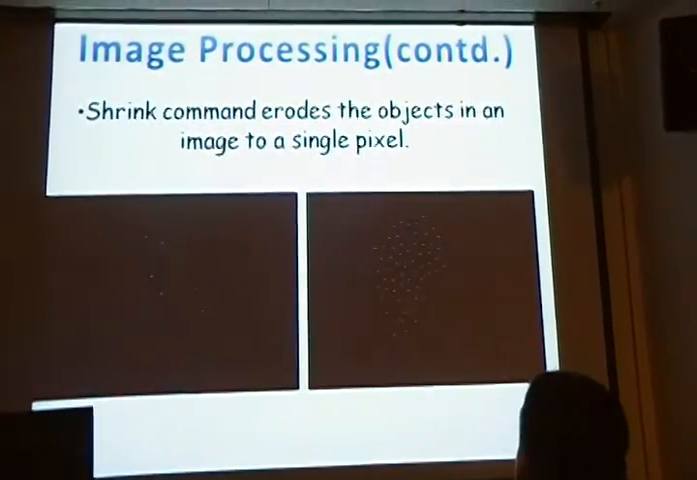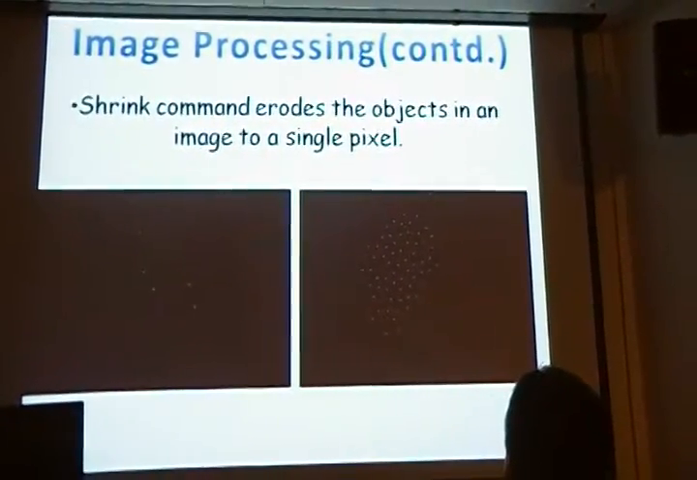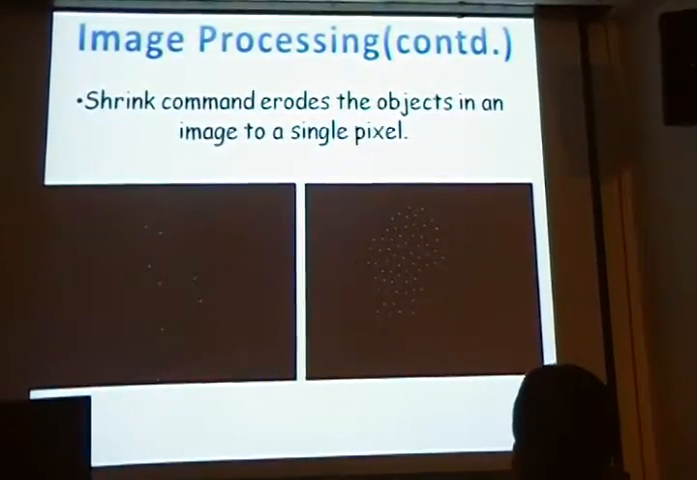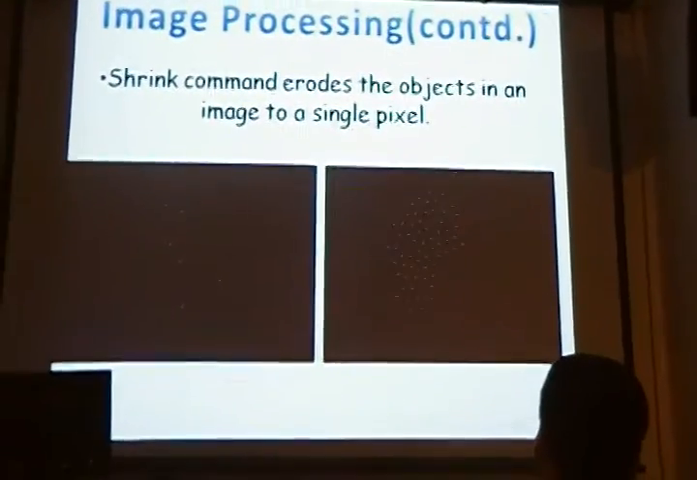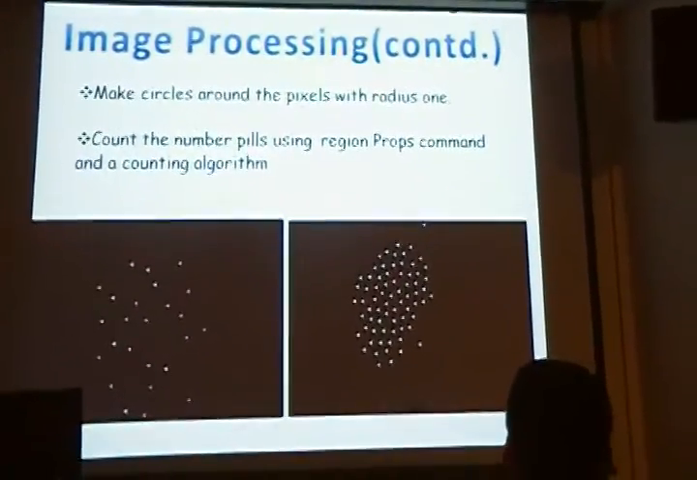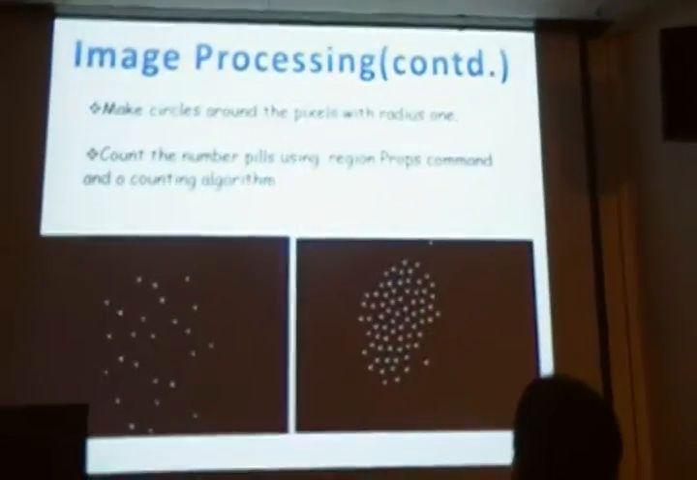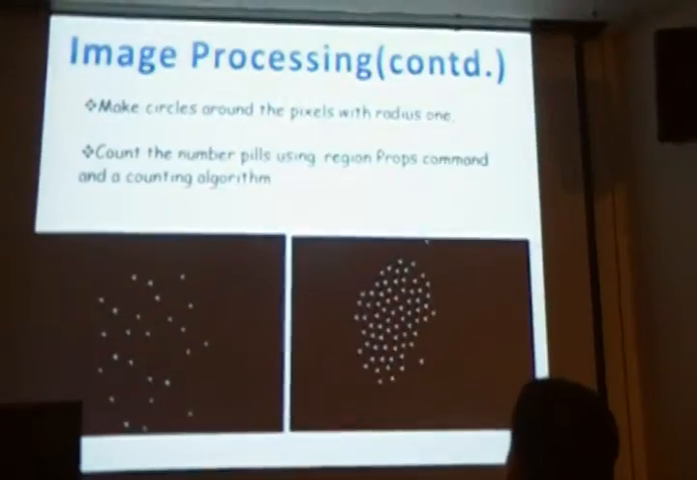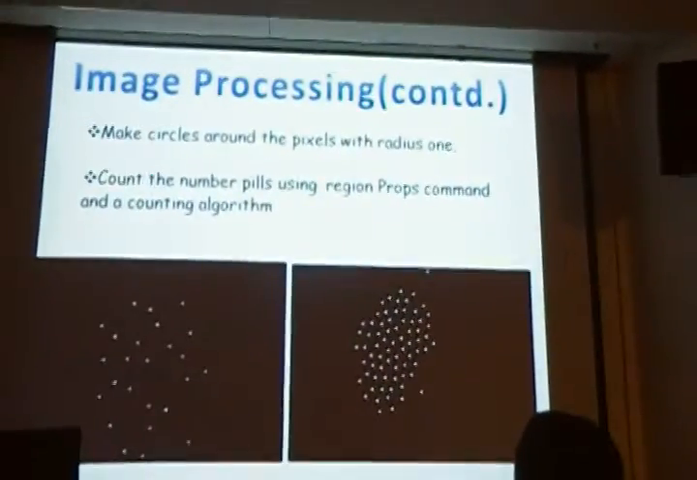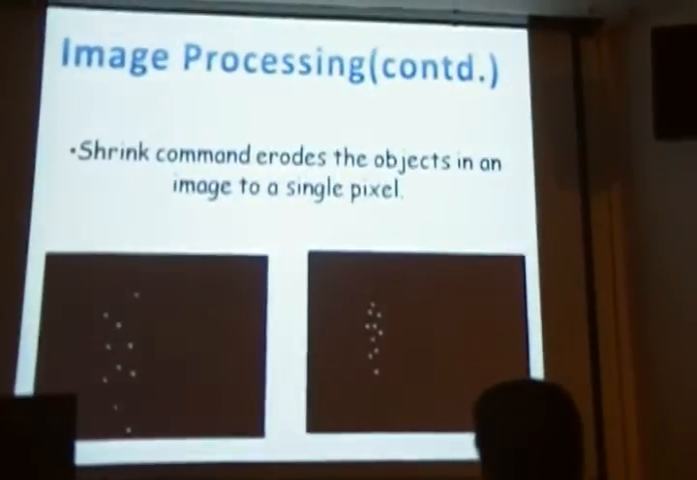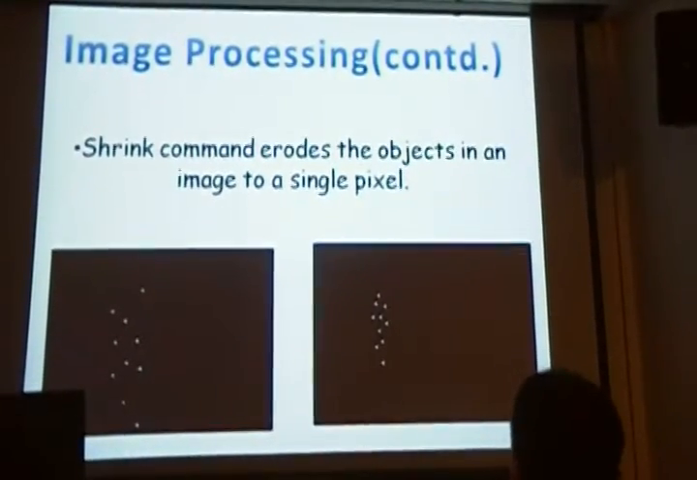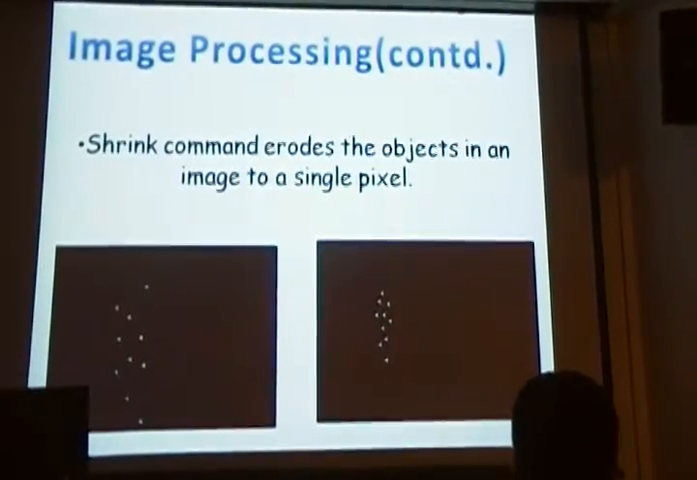Then we use the shrink command to shrink the objects in the image to a single pixel. This way, for every object in the image, we have a single pixel. Then we draw circles around the single pixel of the desired radius. Here we will use a radius of 1 pixel. And then we use a counting algorithm to count the number of pills. And then, depending on the desired number of counts, we remove the ones that we do not want and only display the number of pills that we actually want to display.